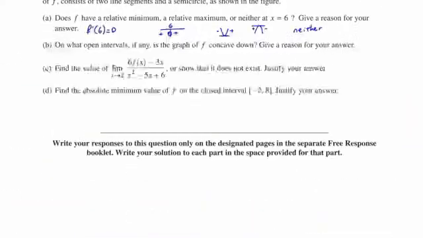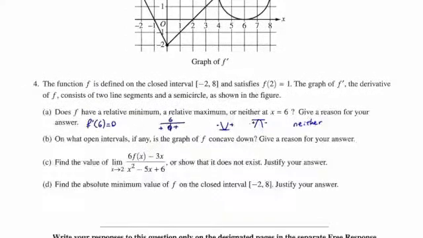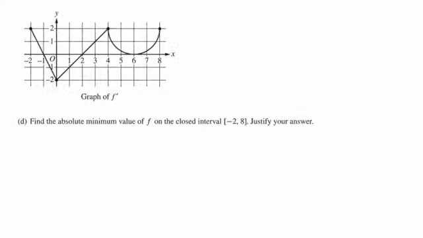Okay, let's solve part D, the last part of this problem. It says find the absolute minimum value of f on the closed interval negative 2 to 8. Justify your answer. Because we want the absolute minimum, we should check relative minima and also endpoints. A relative minimum is where f prime is 0 or undefined, and before that f prime is negative, after that f prime positive. If we check here, f prime in this part is 0, before that it is decreasing, after that also decreasing.